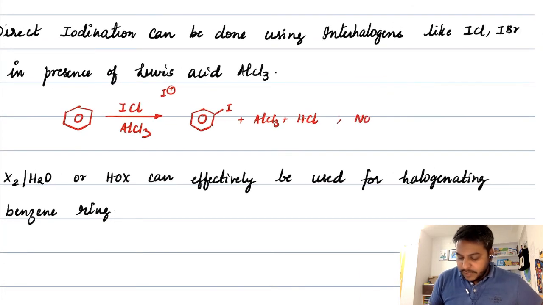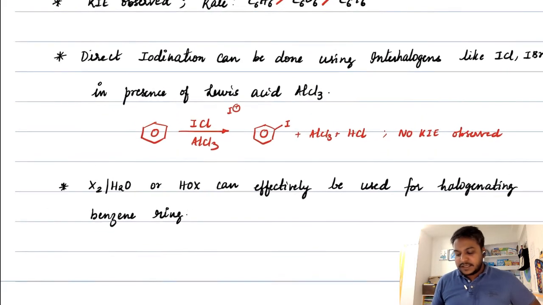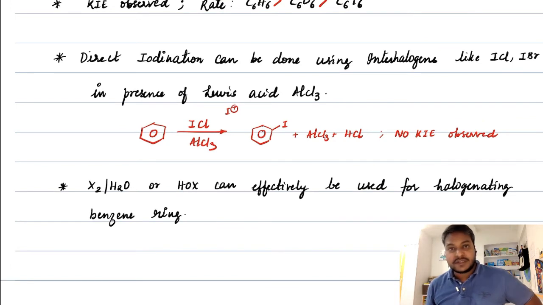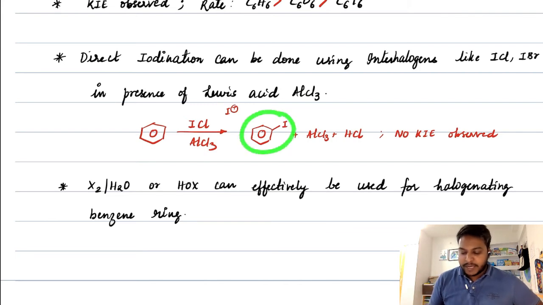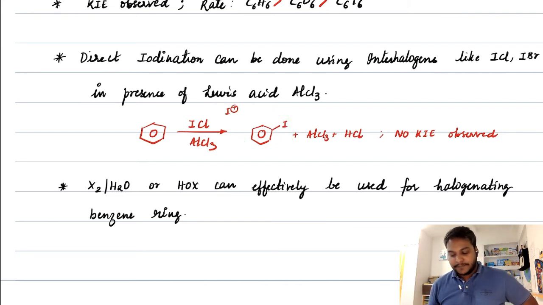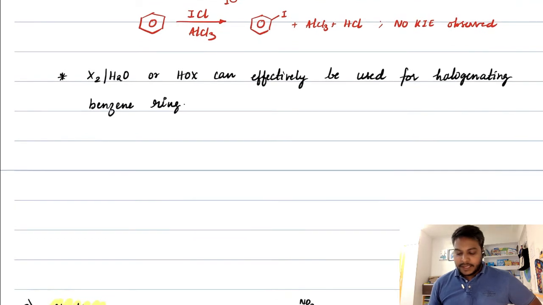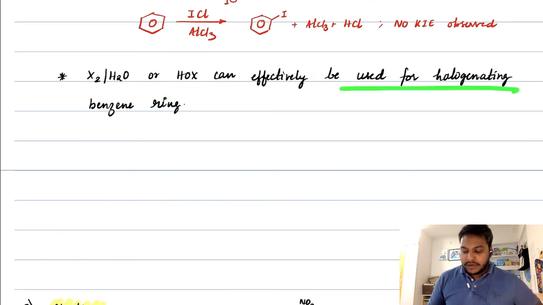And here you will see no kinetic isotopic effect observed. Because I minus is not the base trying to extract the proton, it is the Cl minus, and Cl minus can sufficiently remove the H plus from the arenium complex, retaining the benzene back here. Clear, students?